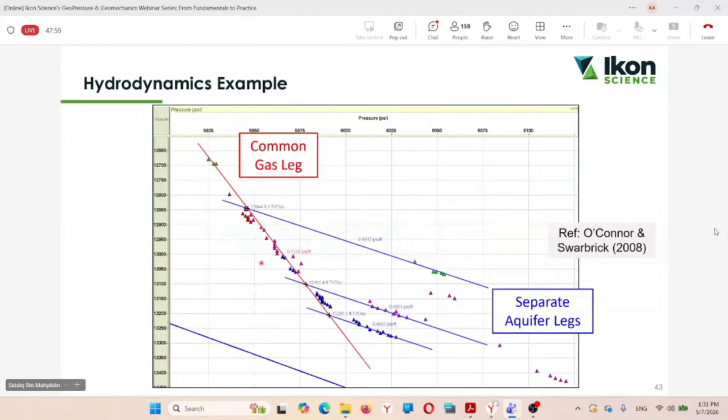And this is exactly the same example from this study by O'Connor and Swarbrick. They see the common gas leg with separate aquifers from a hydrodynamic trap, basically.